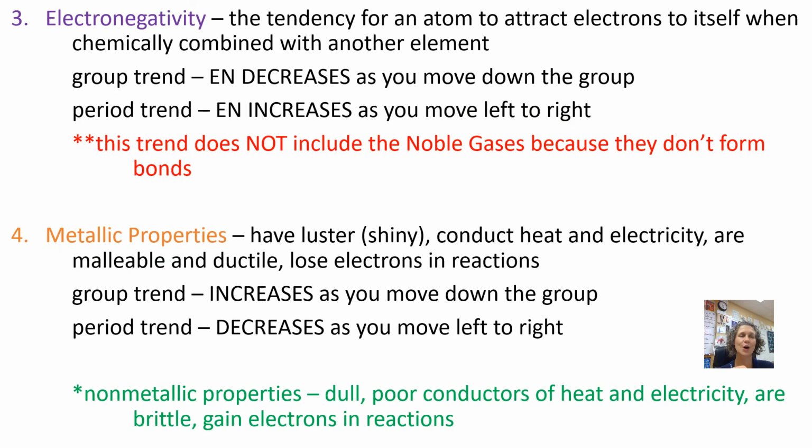Okay, now the next trend is electronegativity. This is the tendency for an atom to attract electrons to itself when it's chemically combined, and so electronegativity decreases as you move down the group, so it's higher at the top of the column, and it increases as you move to the right. So that sounds very much like ionization energy, except this trend doesn't include the noble gases because they don't form bonds. That's the whole point of being noble. And so we're not talking about anything in that column, so we'd have to move to the halogens.